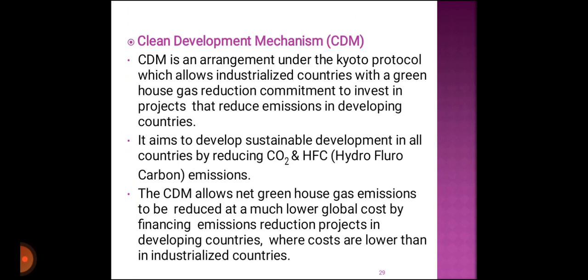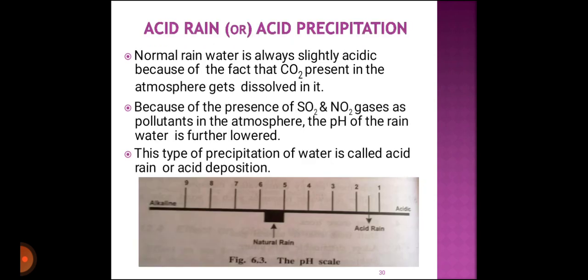The next topic is acid rain, that means acid precipitation. I have already given some idea about acid rain. Normally rainwater is always slightly acidic because carbon dioxide present in the atmosphere gets dissolved in it. Because of the presence of sulfur dioxide and nitrogen dioxide gases as pollutants in the atmosphere, the pH of the rainwater is further lowered.